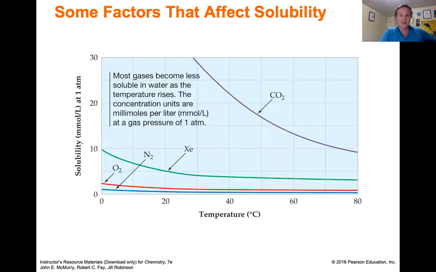And this shows what I said earlier, that as you increase the temperature, it's the opposite of a solid in a liquid. A gas usually becomes less soluble, has a greater desire just to stay in the gas phase than to be held in the liquid phase by the intermolecular forces. So the solubility tends to decrease with temperature if you're talking about a gas dissolved in a liquid.